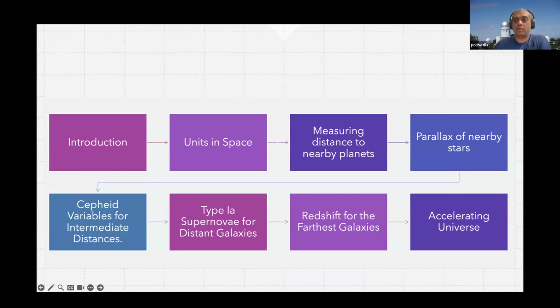So what I'm going to talk with you is, the first thing, I am going to introduce you to the units that we are using in space, and then I will go step by step to introduce you to different methods that we are going to use to measure different distances in astronomy, right?